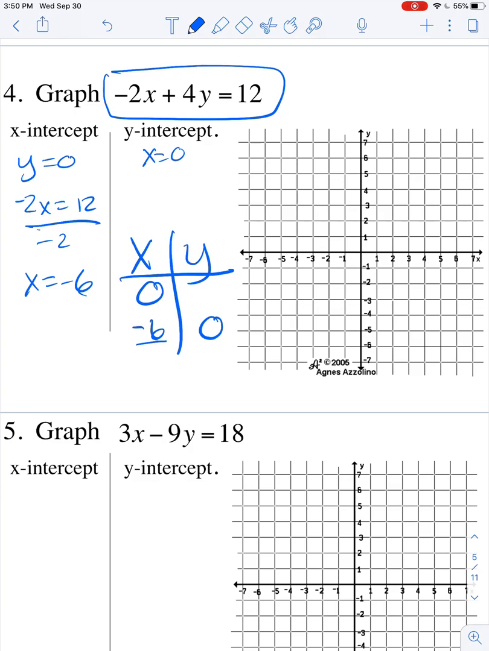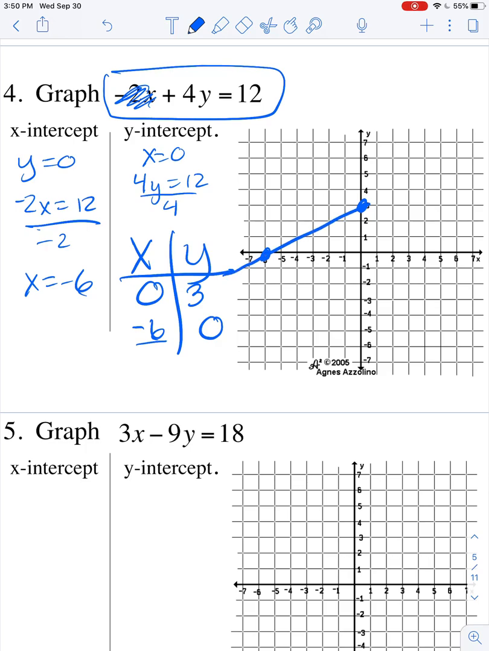I find out that that will cross the x-axis at -6. For my y-intercept, I have to put in an x equals 0, leaving, if I get rid of the x part, 4y equals 12. Dividing by 4, I get a y-intercept of 3.